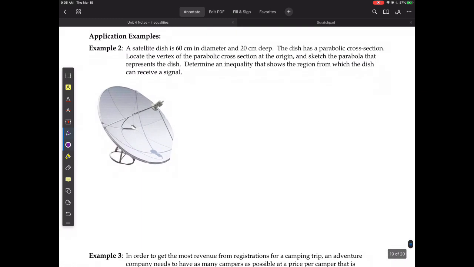Okay, putting it into practical application. So it says a satellite dish is 60 centimeters in diameter and 20 centimeters deep. So obviously this is going to be my x stretch, this is going to be my y. The dish has a parabolic cross section. Locate the vertex of the parabolic cross section at the origin, which means that if I have my grid, then this is going to be where my vertex is, right at the origin. And sketch the parabola to represent the dish.